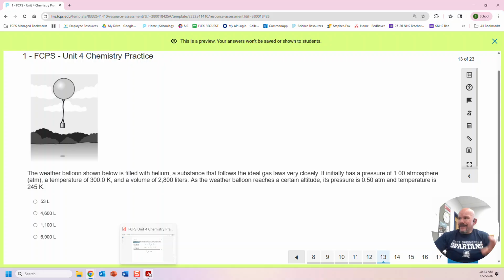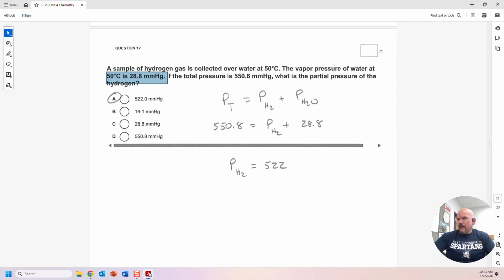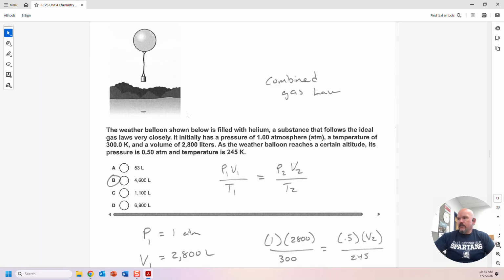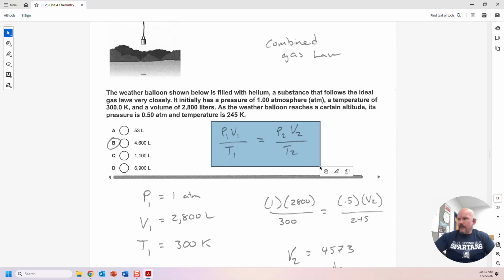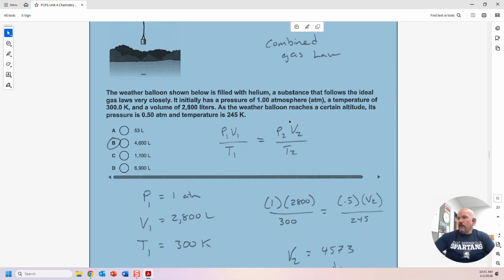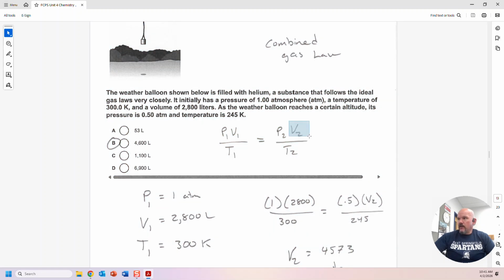So this is an easy question. It's just a combined gas law question. So we're using this gas law. P1 times V1 over T1 equals P2 times V2 over T2. And we're solving for the new volume, right? We're just solving for that one. So they gave us all of the numbers here. They gave us P1, they gave us V1, they gave us T1, they gave us T2.